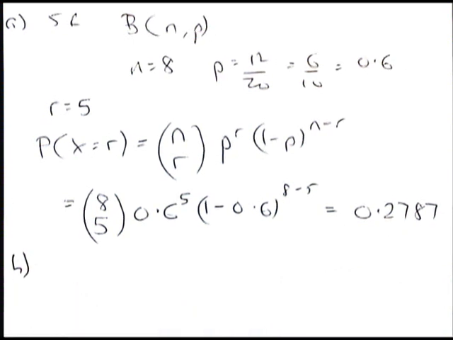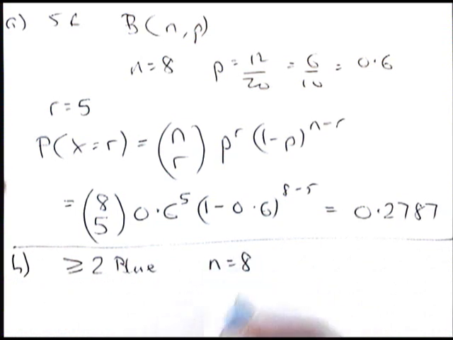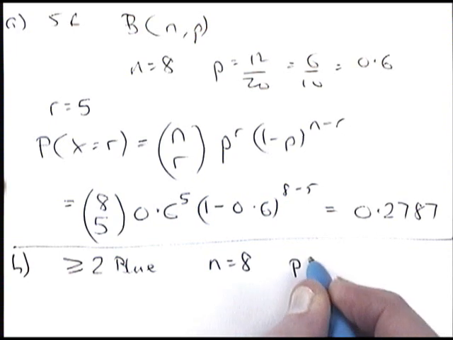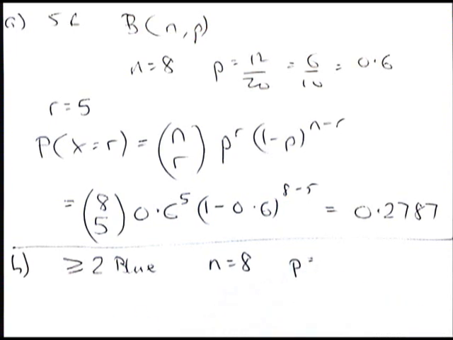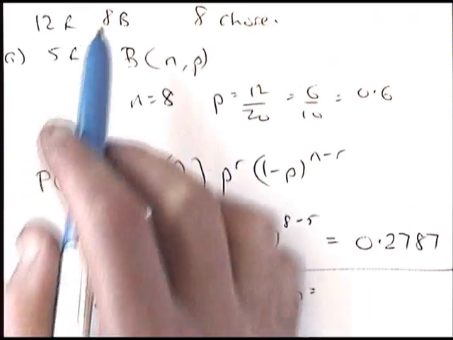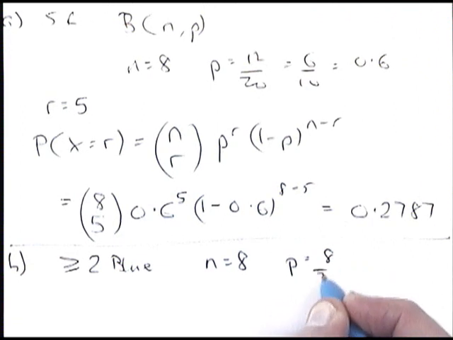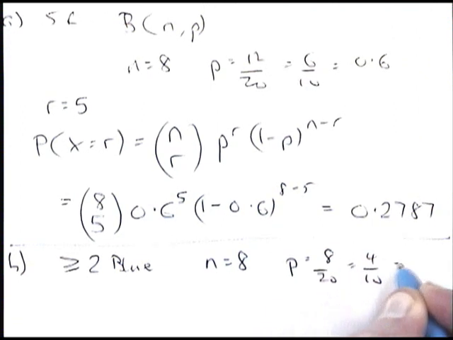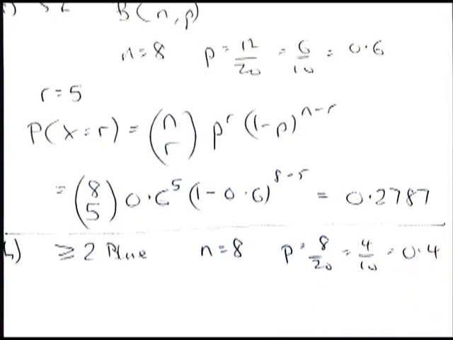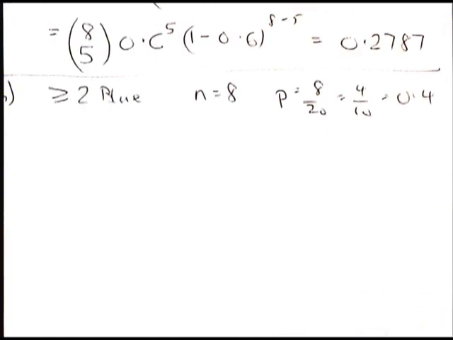Part B of the question is asking us for the probability of obtaining at least 2 blue balls. At least, greater than or equal to 2 blue. Well, let's just go and look at our n and our p again. We're still choosing 8 balls. So n is still going to be 8. P, the probability of getting what we want. Well, this time we want blue balls. Now there are 8 blue balls altogether out of 20. So p will be changing this time to 8 out of 20, which is 4 out of 10, which is 0.4.